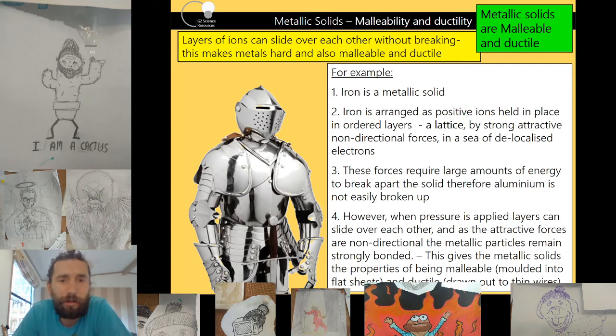However, when pressure is applied, layers can slide over each other. And as the attractive forces are non-directional, the metallic particles remain strongly bonded. This gives the metallic solid the properties of being malleable and ductile. And usually these questions are going to be paired up with something like an ionic solid. They're going to say, which one of these is soluble, or which one of these is malleable? Explain why. This is how you explain it for the metal, and look at the ionic one later.